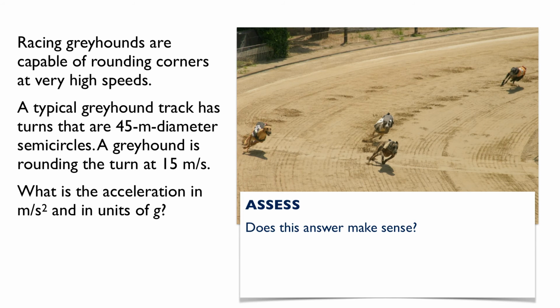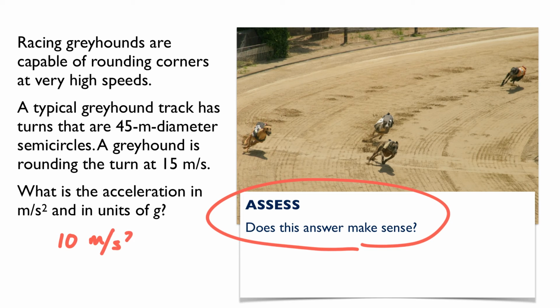Next piece is we're going to assess: does this answer make sense? The acceleration that we're getting of about 10 meters per second squared is comparable to the acceleration we saw for a lion who was starting a sprint. It was about 10 meters per second squared. It turns out land-dwelling animals can't do accelerations much bigger than that, for reasons that we'll talk about when we look at forces. So this number squares with things we've seen previously, and my assessment is this is reasonable.